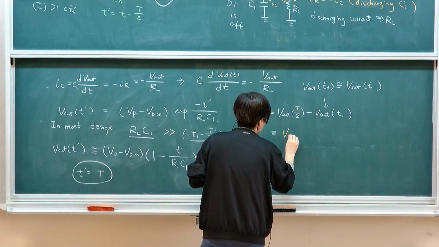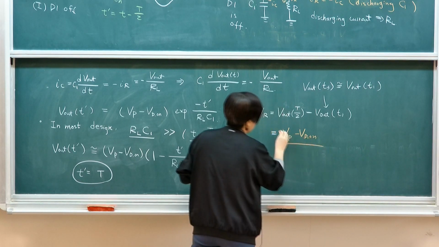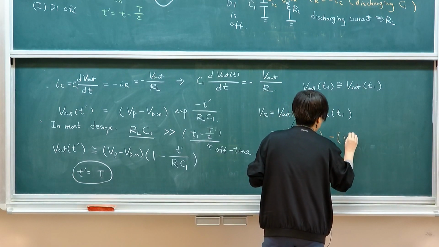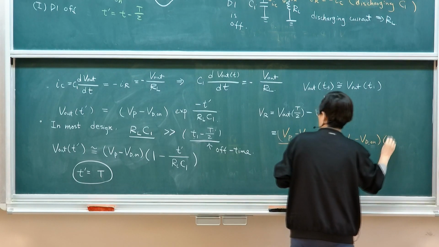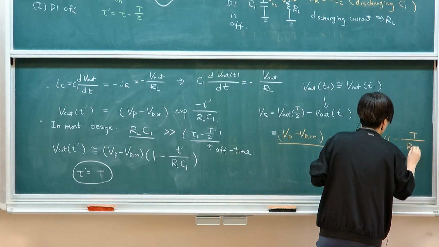Let me write this down. This is the peak level. I know I start at the peak. This is the peak level minus the drop. So it will be VP minus VD on 1 minus T.